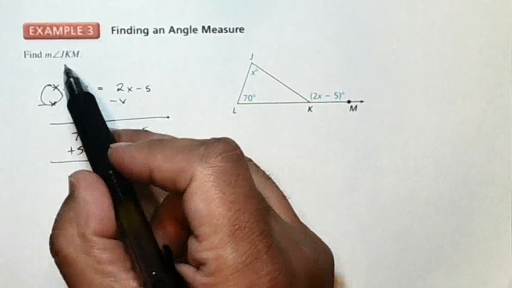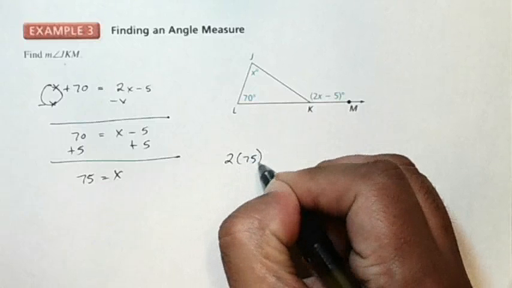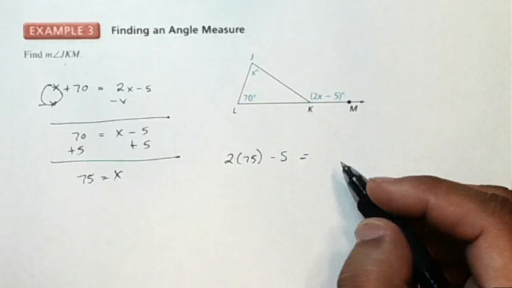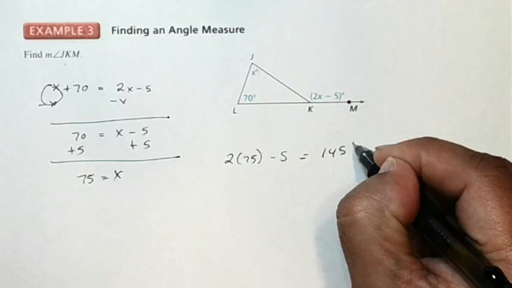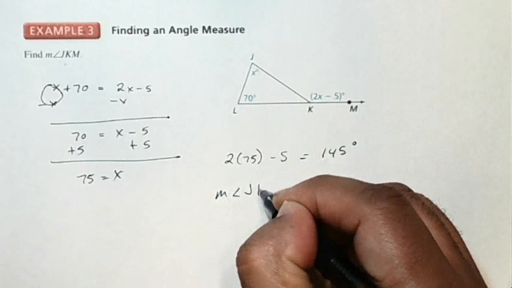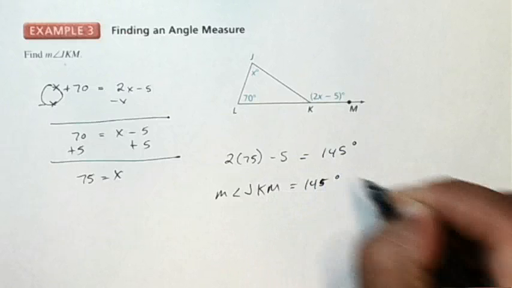Remember not to stop, because we're looking for the angle. So I want to do 2 times 75 minus 5, and that comes out to be 145 degrees. So the measure of angle JKM is equal to 145 degrees.